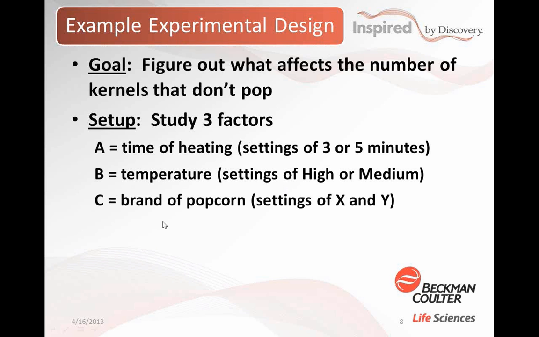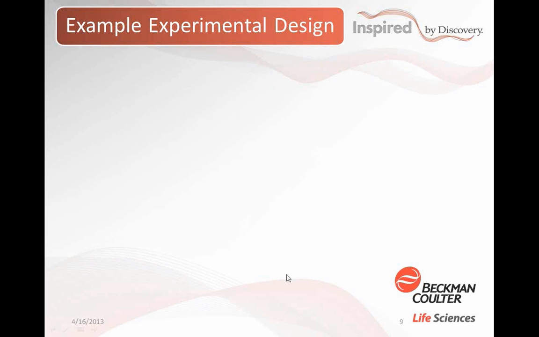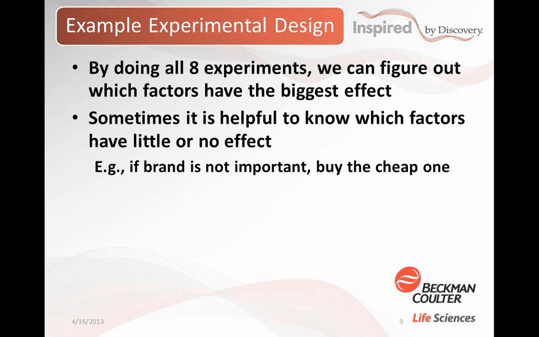We're going to study 3 factors: the time it takes to heat, and we'll do that at 2 settings of 3 or 5 minutes, the temperature of high or medium, and brand X and brand Y of the popcorn. Then if we do all of those different combinations, we have something called a 3-factor, 2-level, full factorial design. So that's a mouthful, and basically it's just a full experiment. So by doing all 8 of these, we can see what has the biggest effect.